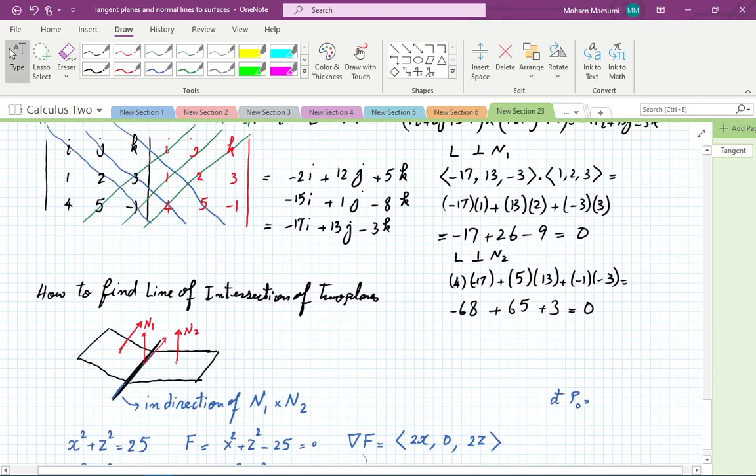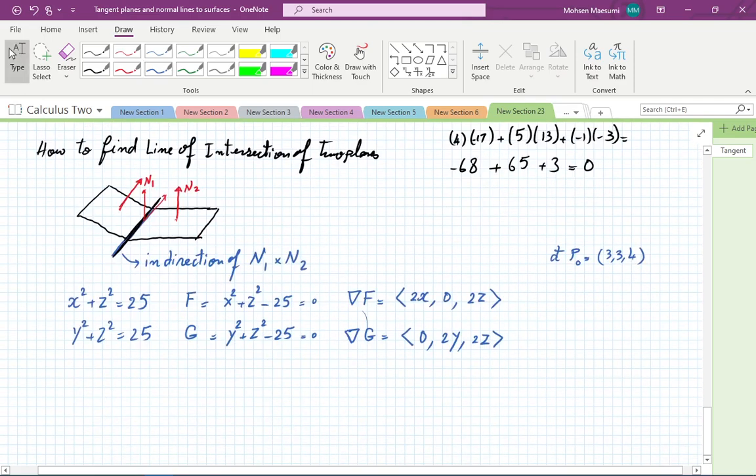So p0 was (3, 3, 4). The two vectors right now are just given with some variables, but when we calculate them, x is 3, z is 4, same point. So n1 is 6, 0, 8, and n2 is 0, 6, 8. We're doubling them.